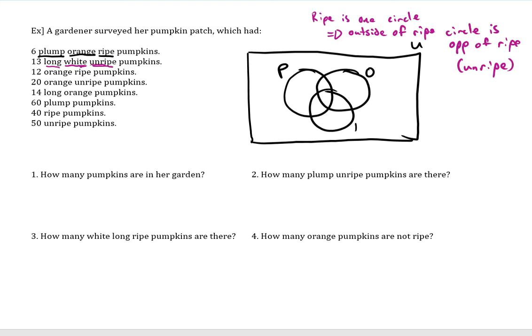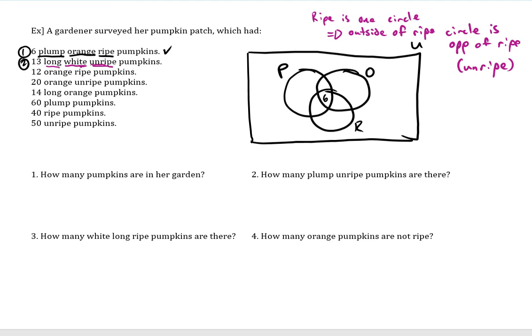So plump, orange, and ripe for our 3 circles. And then we know these that I underline in purple are the opposites, so that means they're the outside of those circles in those respective order too. Okay, but what this is telling us, this first one, does give us information we could use right away. So a pumpkin that is plump, orange, and ripe would be right in the middle. 6. Nice. So the very first thing we could do is ready to go.